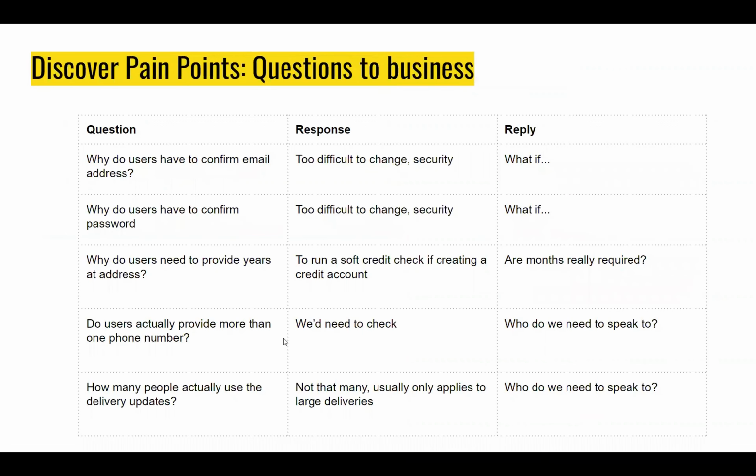We also had to ask questions to the business. So things like, why do users have to confirm the email address? Why do they have to confirm the password? And with all of these questions, we would get a response, which was usually reluctant or unwilling to change anything. And then we would always reply with, well, what if we did this? What if we did X, Y, or Z? So offering them an option. We also tried to identify who it was that we needed to speak to directly to get an answer to something, and just to generally question the business as to why things were implemented in the way that they were.